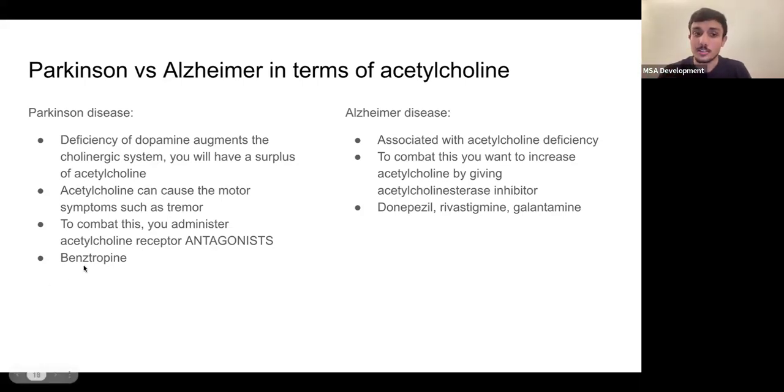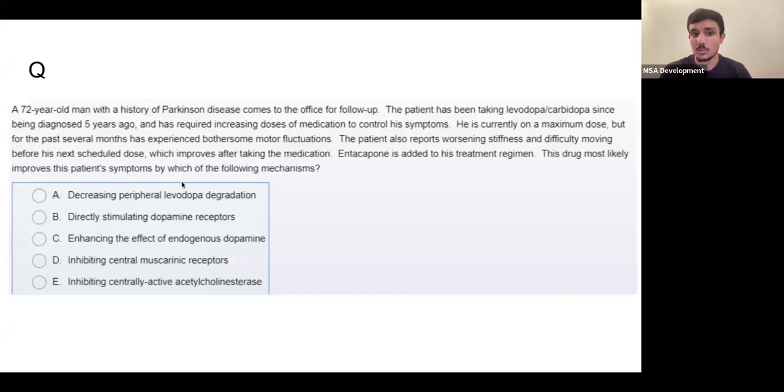And how do you do that? You give benztropine. Benztropine blocks the muscarinic receptors. Why is it so important? Look, in this question, which is from UWorld, they literally put it there to confuse you. That's how important it is. So what was the summary of what I said? Parkinson has high acetylcholine. You want to decrease it by giving an antagonist, benztropine. Alzheimer has low acetylcholine. You want to increase it by inhibiting the enzyme that breaks down the acetylcholine, so acetylcholine can stay there for longer. I hope that explains it.